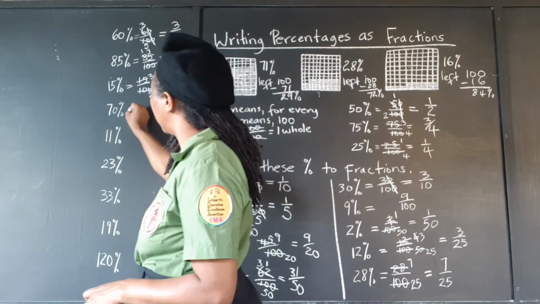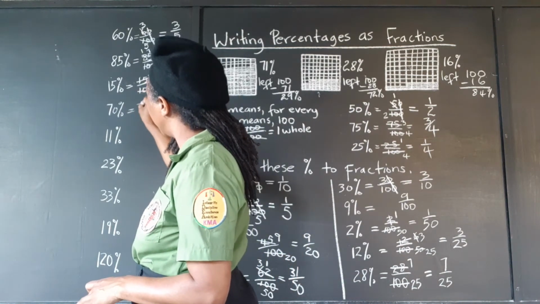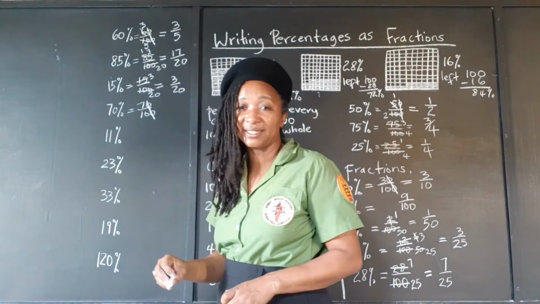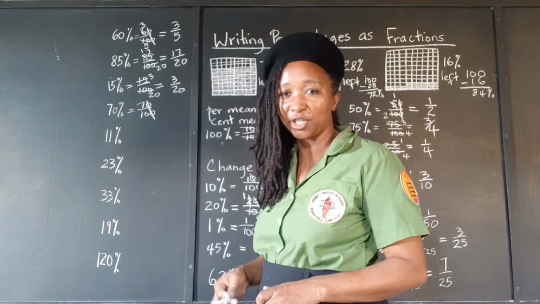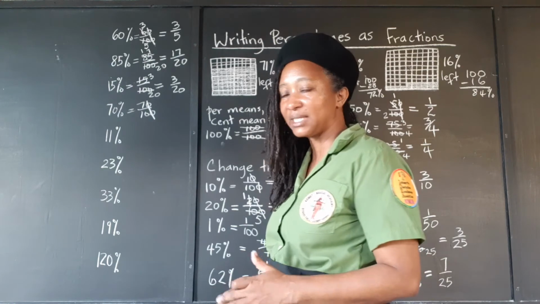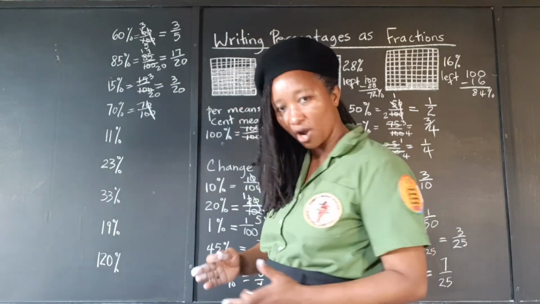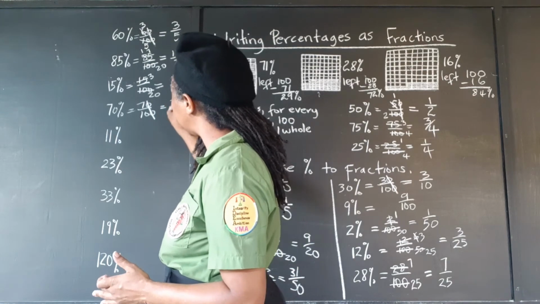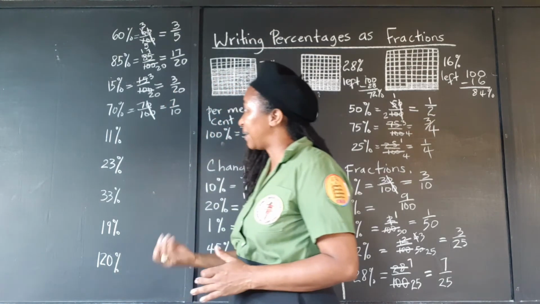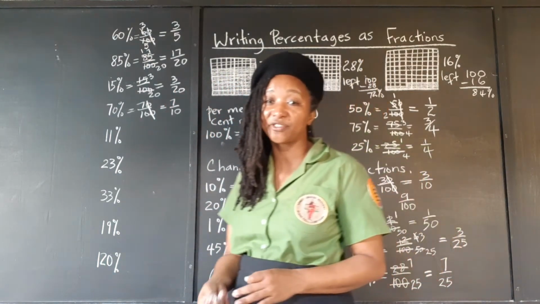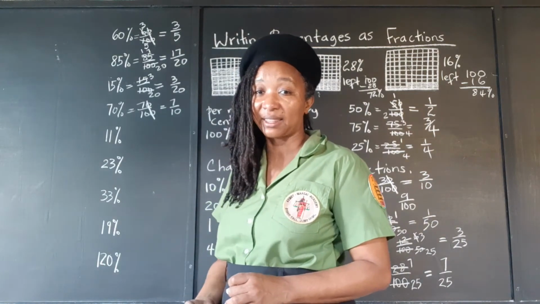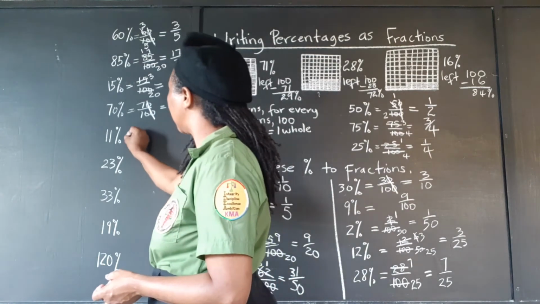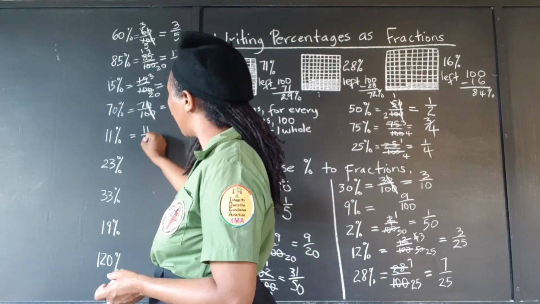70%. That's 70 out of 100. Zeros at the end. Cross the zeros. Just be stylish, right? It's a stylish thing. We just cross through the zeros. And we're left with 7/10. 70% in its simplest form is 7/10. 7 out of 10. 11%, that's 11 out of 100.